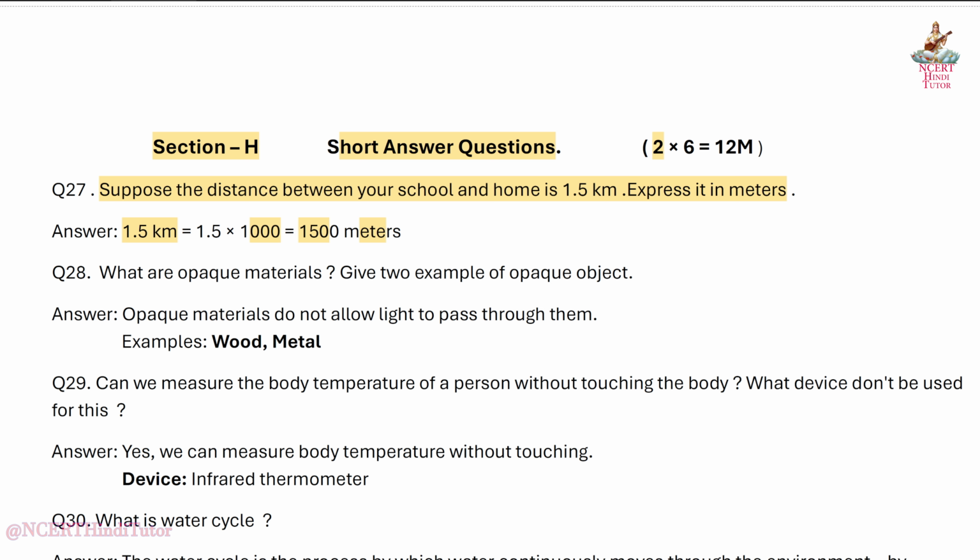Question 28. What are opaque materials? Give two examples of opaque objects. Answer: opaque materials do not allow light to pass through them. Examples: wood and metal.